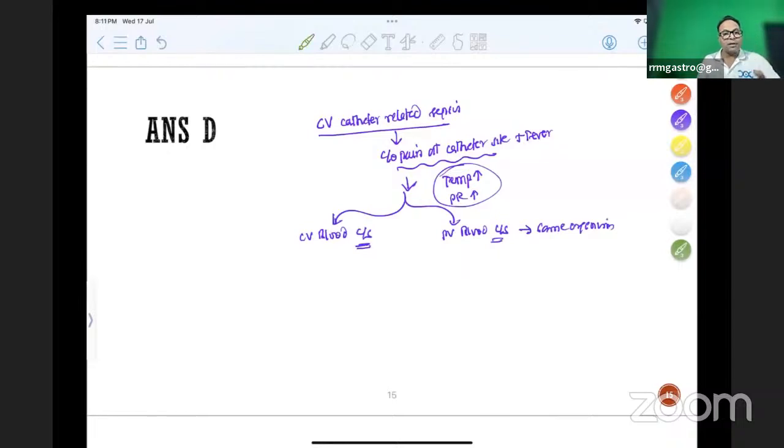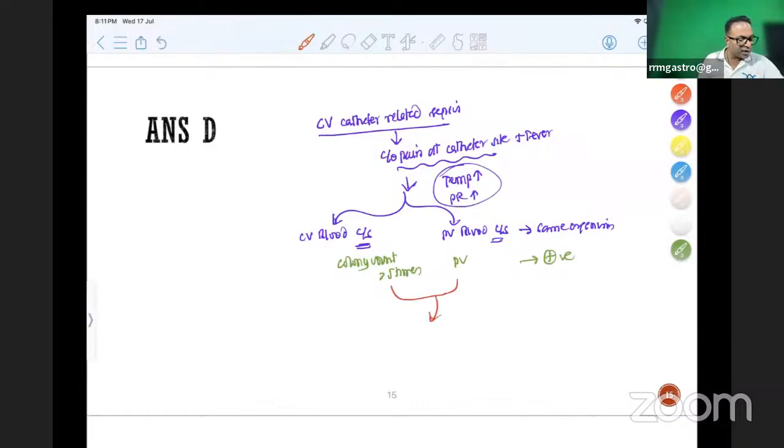Another method of testing this is by means of colony count. If the colony count is more than 5 times from the central vein than the peripheral vein, it is positive. So that means the central venous catheter got infected. So what is the treatment for this case?